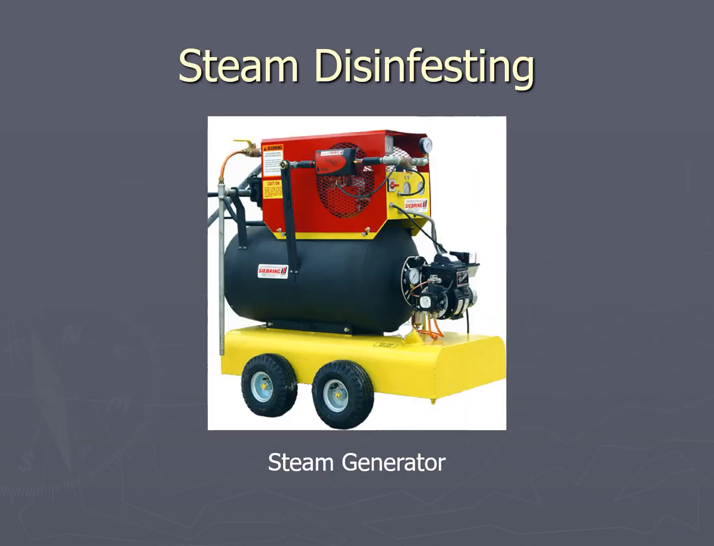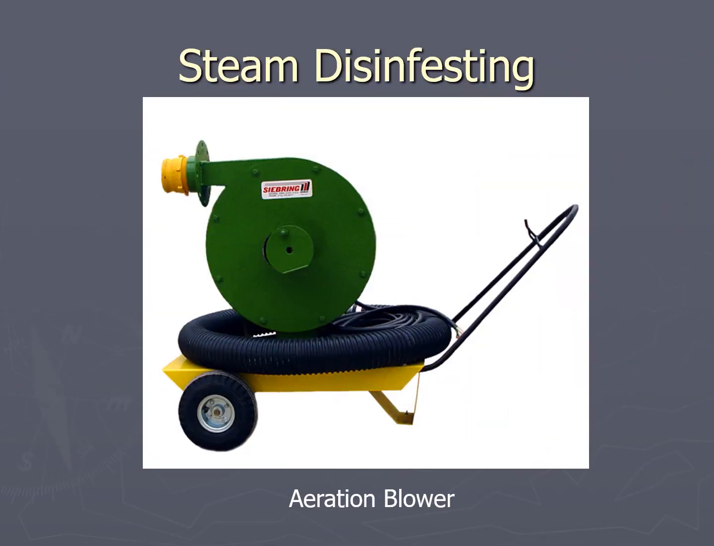All right, so we just mentioned that aerated steam was one method that you could use to disinfest a growing medium. And so this is an example of a machine that generates steam. It makes steam. This is an example of an aeration blower. So this is a machine that is going to take the steam created by the steam generator and move it through the hose that you see in the picture there.